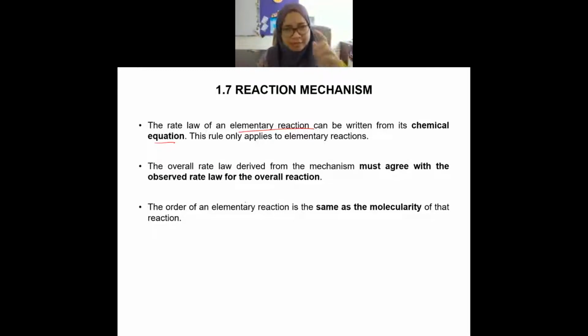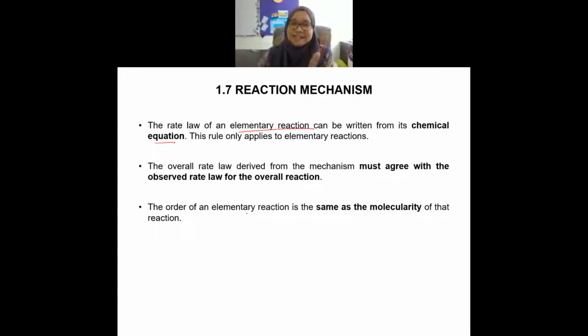Okay, alright, so remember last time saya pernah cakap every reaction has its own rate law. Mesti ada rate law. So this small step or elementary reaction by right should have their own rate law. Ada 3 step, ada 3 reaction. So, mesti ada 3 rate law with respect to each reaction.